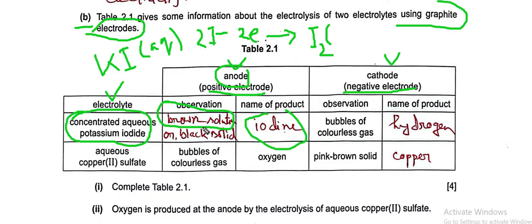So the observation will be brown solution, or you can write black solid. If iodine forms solid, then you write black solid. If you think this is solution, then you can write brown solution.